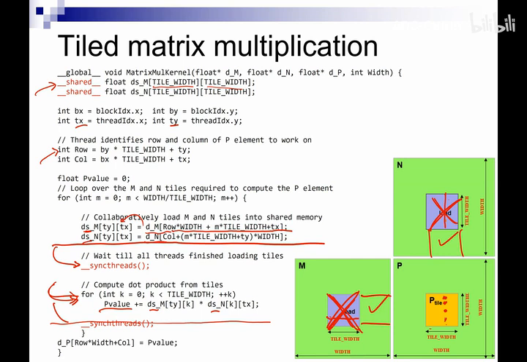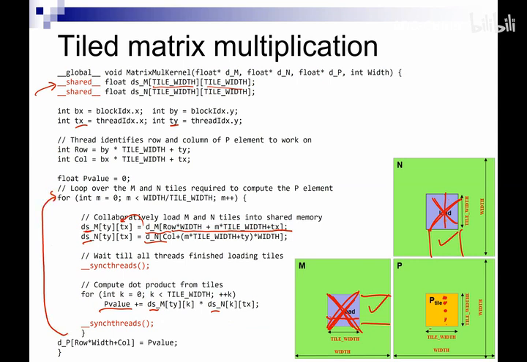When that happens, we go on to the next iteration of the for loop. The total number of iterations is the number of stages that we have. Here we have, let's say, 3 stages, and this is equal to the width divided by the tile width. In the end, P is going to end up with the correct value for this entire row times this entire column, and then we can write that result back to the global memory.